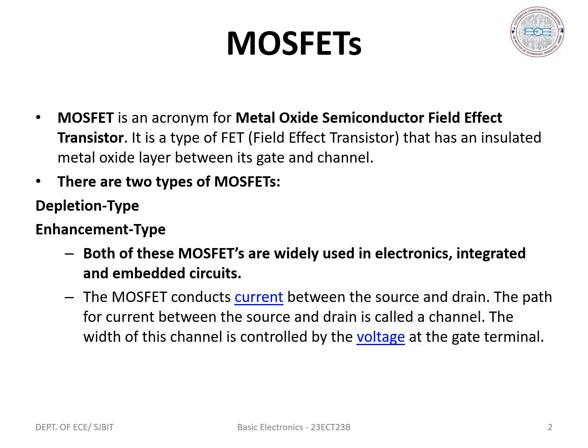Usually the MOSFET conducts current between the source and the drain. The path for the current between the source and the drain is called a channel. The width of this channel is controlled by the voltage that we apply at the gate terminal. Let us discuss the types of MOSFETs one by one. The first one is the D MOSFET, that is, the depletion MOSFET.